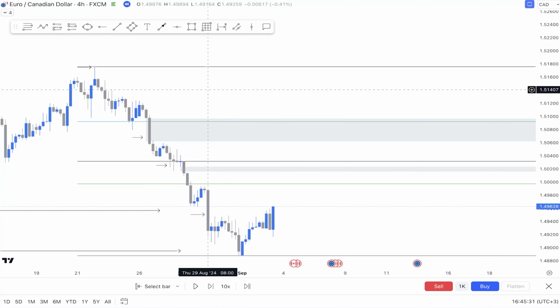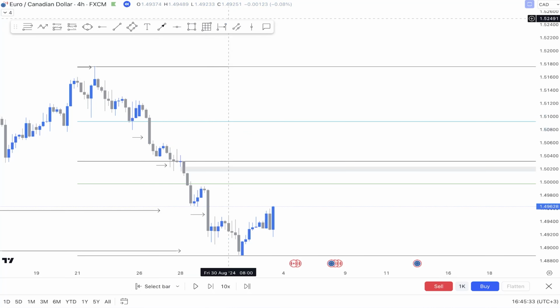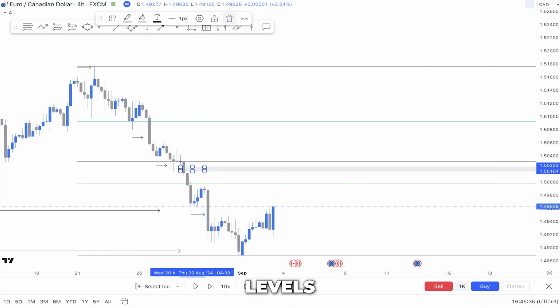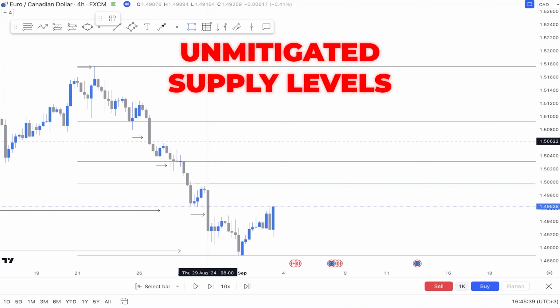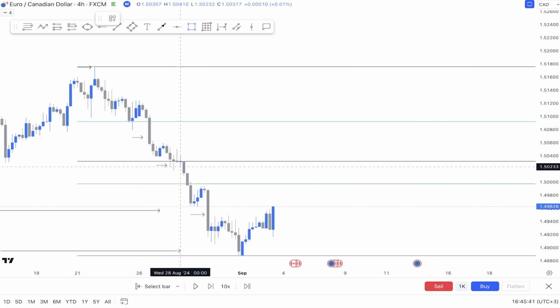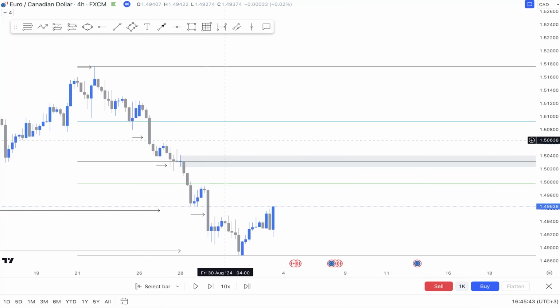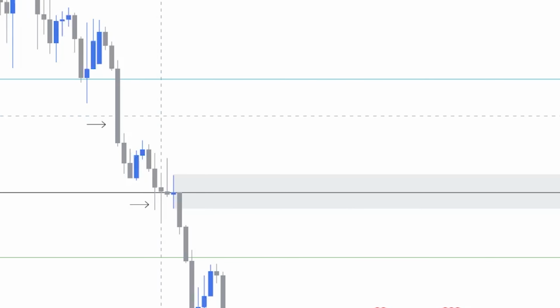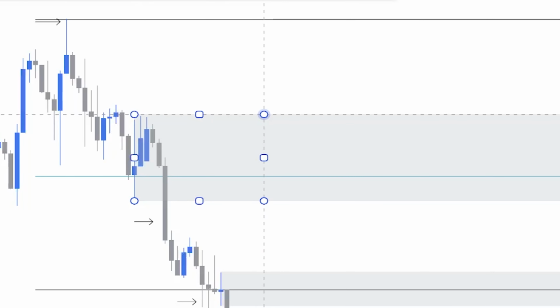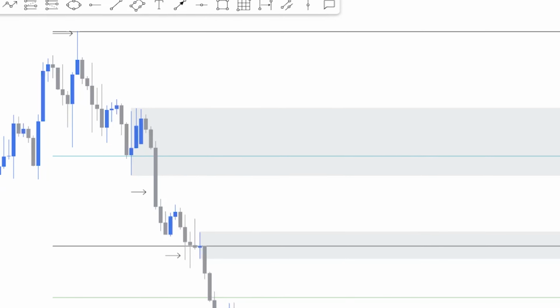After that, I marked some very key supply levels. By key, I mean unmitigated supply levels. These are the supply levels I'm always looking for in a bearish scenario. The first one was this unmitigated supply. And the second one was this one right here.